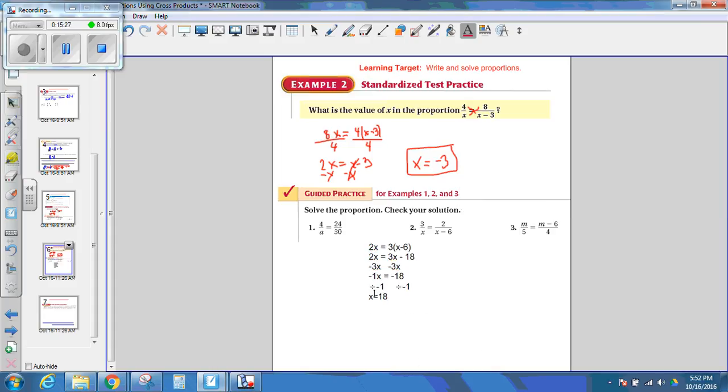So in order to check that, again, I would take that 18 and plug it in for x. Here and here, we get 3 over 18 equals 2 over 18 minus 6, which is 12. And if I simplify each of these, I get 1 over 6 and 1 over 6. So they are proportional. So we did it right.